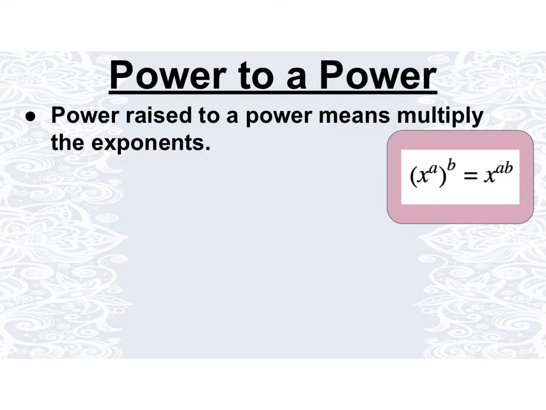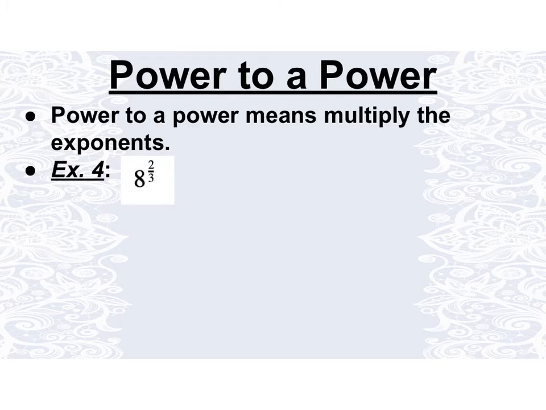A power raised to a power means that you're going to multiply the exponents. So here I have an exponent, parentheses raised to an exponent, and I'm just going to multiply. So in this example, I have 2 cubed squared, which becomes 2 to the 6th. Let's think about it now with fractional exponents.